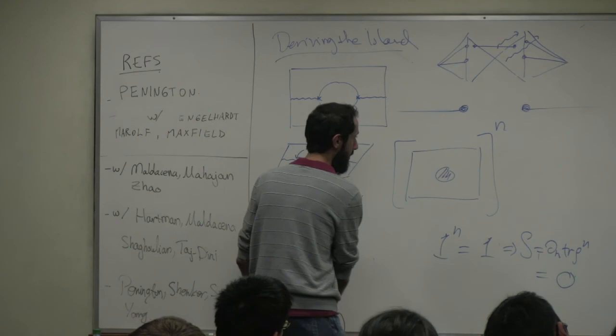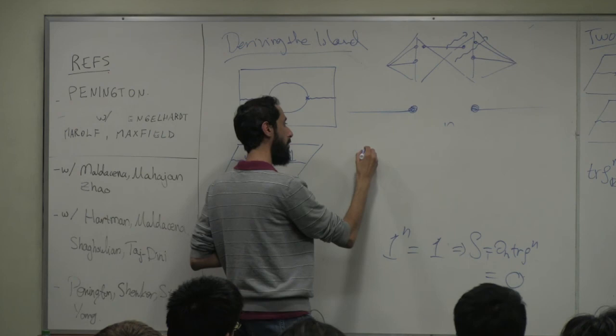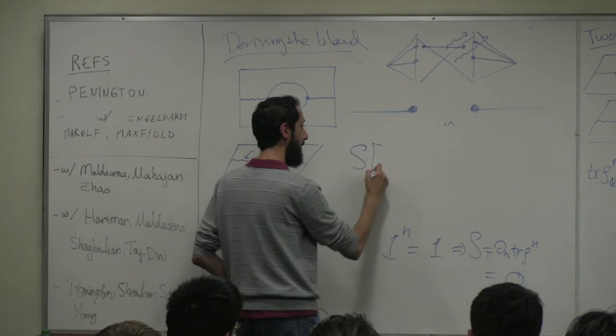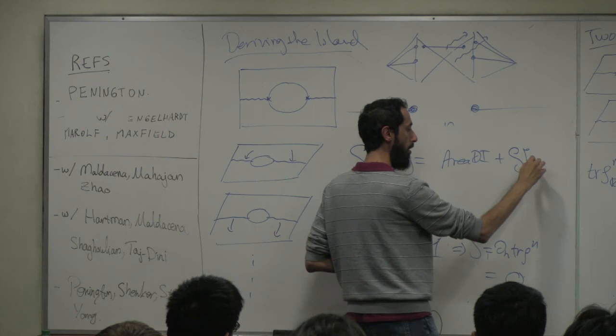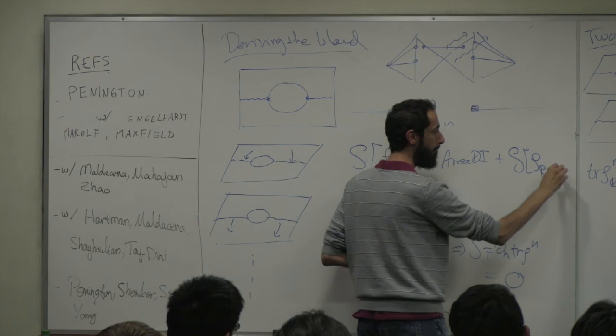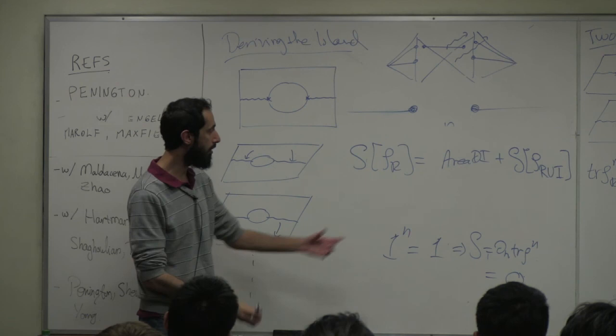So I actually wanted to comment on this at the beginning, but I didn't get a chance, or I forgot. So here the statement is that the entropy of the density matrix of the region R is equal to the area of the boundary of the island, plus the entropy of the density matrix of R union I. Right? There's something weird about this formula. The density matrix of R appears on both sides, right? If you trace I, you get rho R.